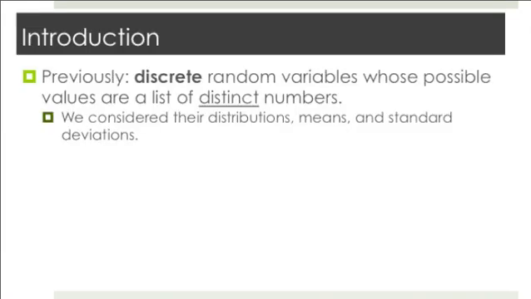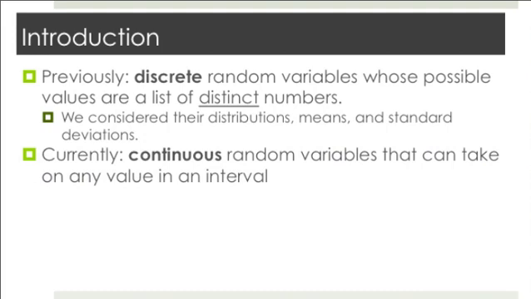So let's start. In a previous video, we looked at discrete random variables, and those were variables where the possible values for the variable was actually a list of distinct numbers. That meant we could list the numbers in a table and assign to each of those numbers a distinct probability. We also looked at their distributions, their means, and their standard deviations.